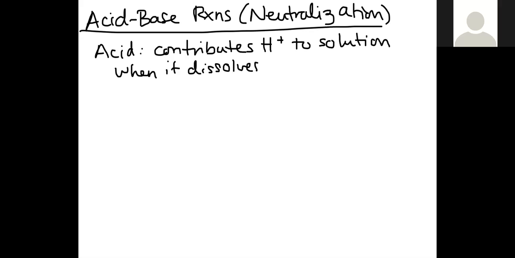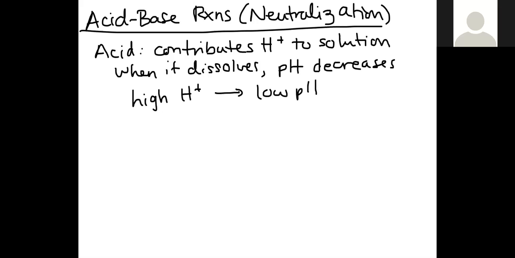And this causes pH to decrease. So pH is the measure of H plus in solution, and it's kind of an opposite scale. The higher the level of H plus, the lower the pH. So the more acidic something is, the lower the pH. So high H plus, low pH.